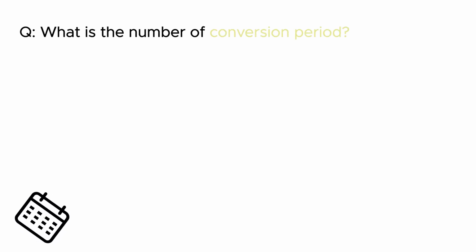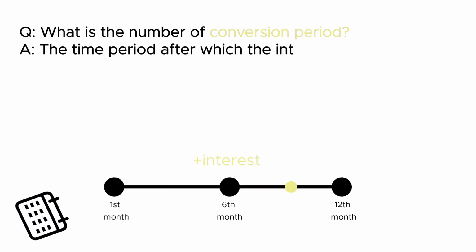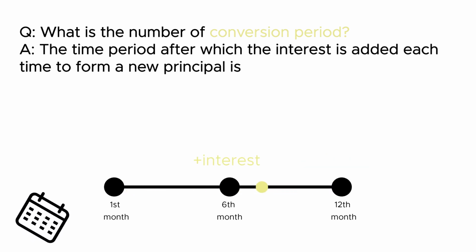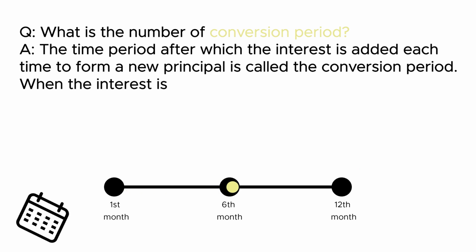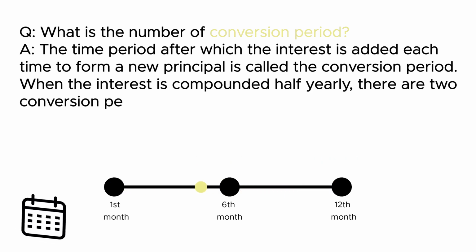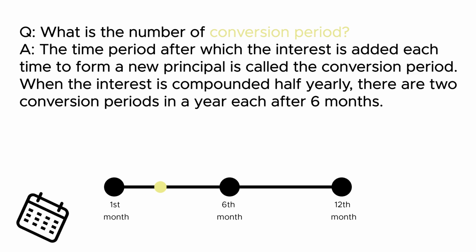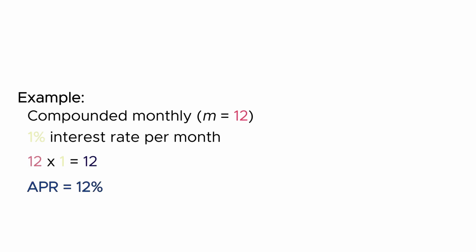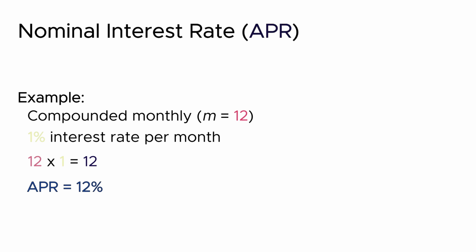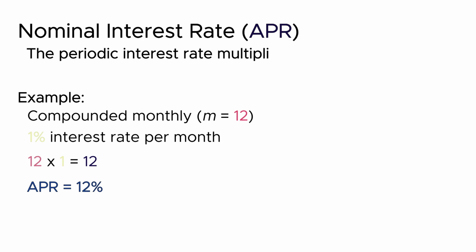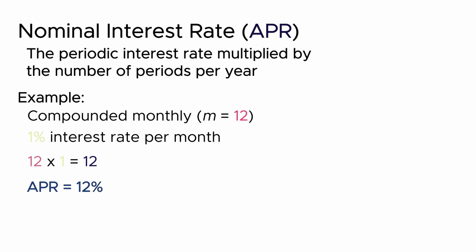What is the number of conversion periods? The time period after which the interest is added each time to form a new principal is called the conversion period. When the interest is compounded half yearly, there are 2 conversion periods in a year, each after 6 months. The nominal interest rate, also known as annualized percentage rate or APR, is the periodic interest rate multiplied by the number of periods per year.